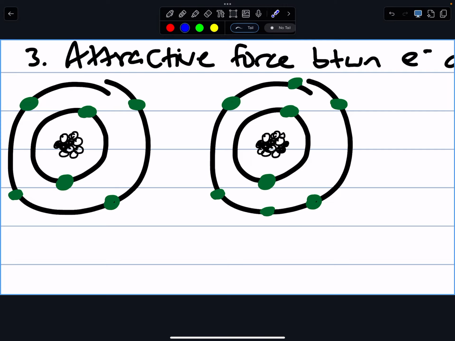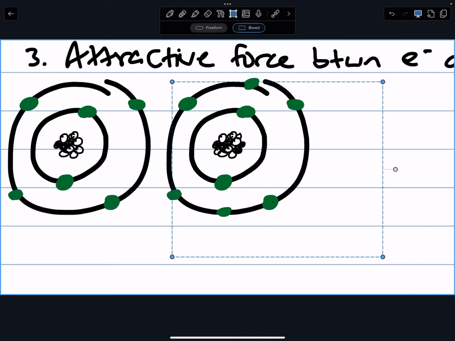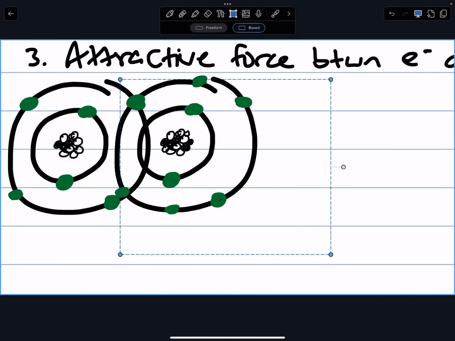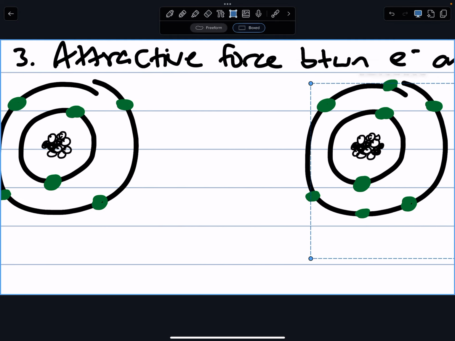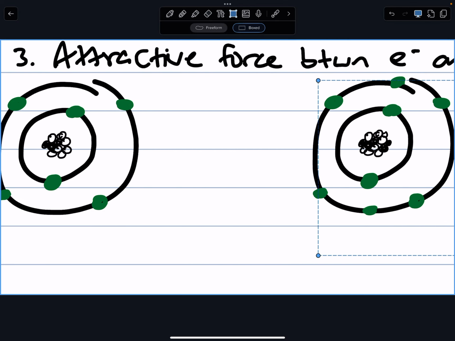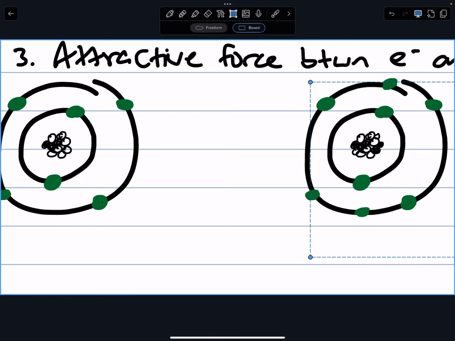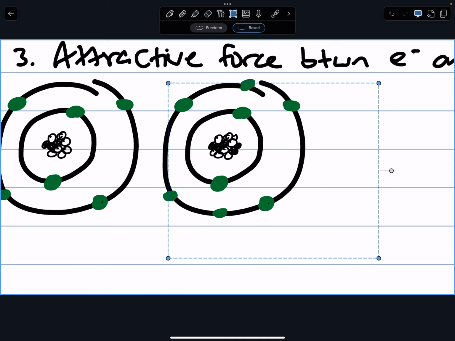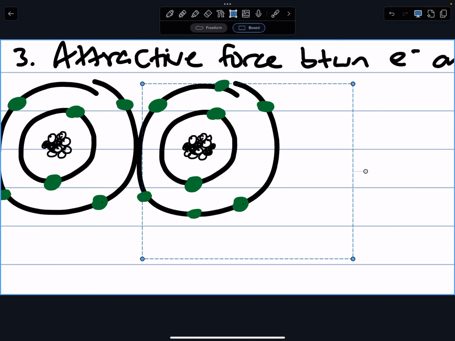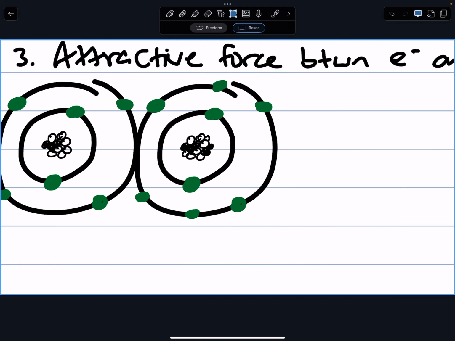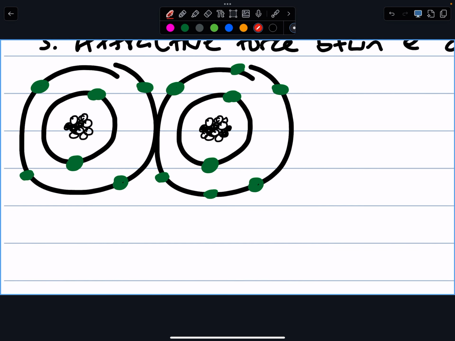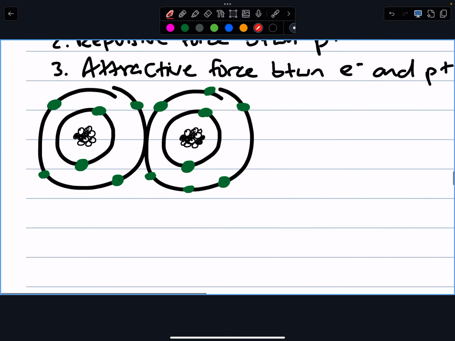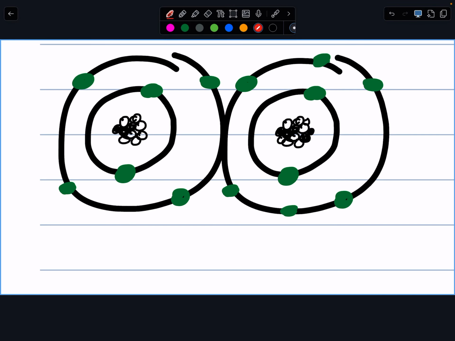So what has to happen for them to bond is that these atoms have to be at the perfect distance. If they're too far away, are they going to be able to bond? No, they're too far. There's no attractive force. But if they're too close, they're going to repel. So they have to be at the most perfect distance in order to bond. When they get to that distance, they form that covalent bond. They're sharing electrons.